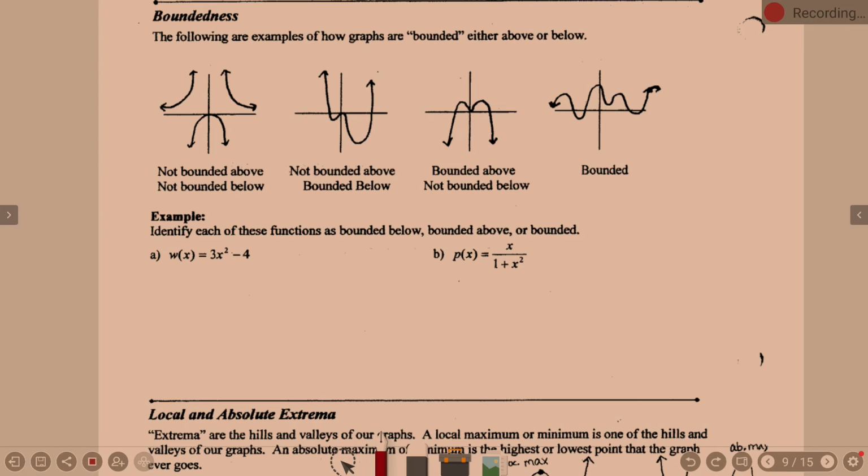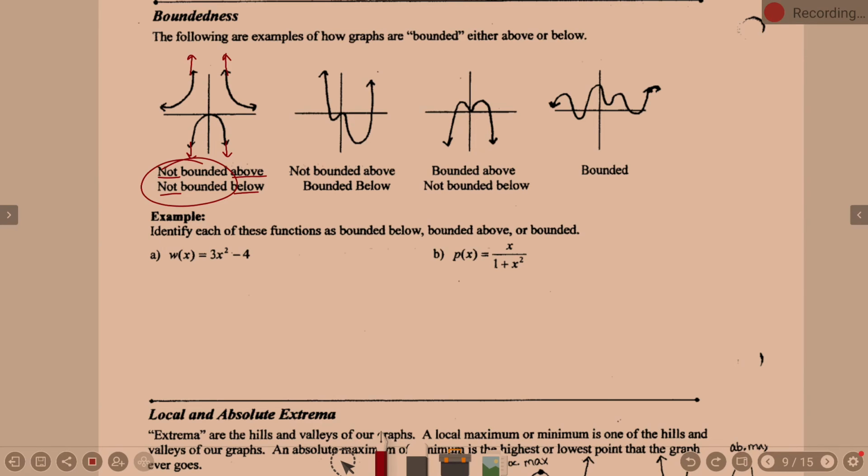And then if it's not bounded, it goes infinitely up, infinitely down. Unbounded. Okay, so, for example, this one is not bounded above because it's going up, right? It's going up to infinity. There's no stopping it. It's not bounded below because it's going infinitely down, right? I can't contain this graph. So this one is what we would just call not bounded.